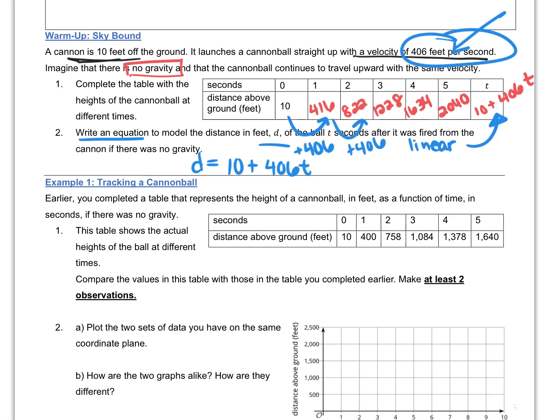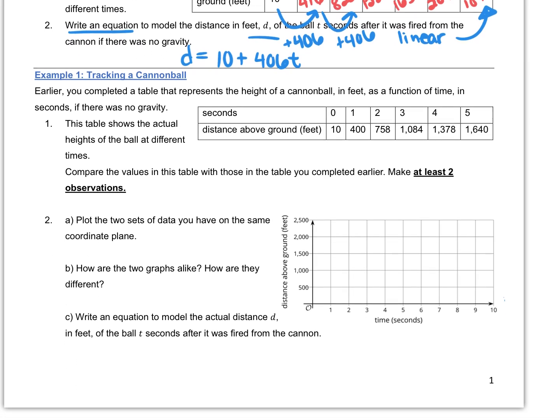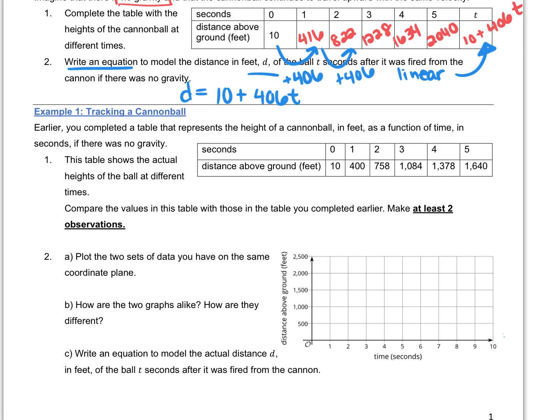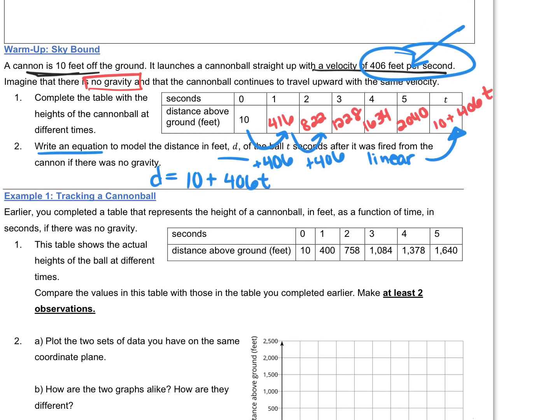So now we're going to move on into our first example here, kind of more realistic. It says earlier you completed a table that represents the height of the cannonball in feet as a function of time in seconds. Now, there was no gravity, so let's make it actually realistic. So this is actually what happened when a cannonball was launched. Someone recorded the distance, and we're going to take a moment to observe some commonalities or differences between these two tables.